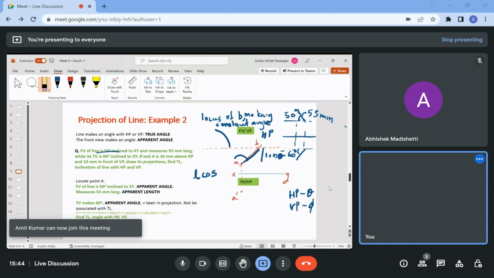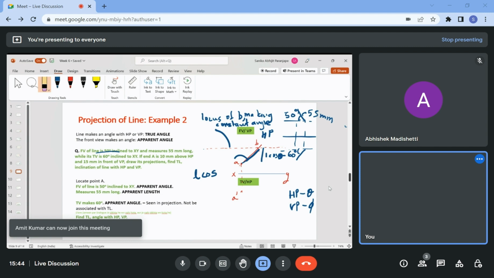So since I know the true length, here I have one locus of the D, and I will put the rounder here and mark it there, which intersects this line. So that is how I get the locus of point D here. And now that I get the locus of point D, I can join the lines. So this is my point D, which corresponds to the actual projections.